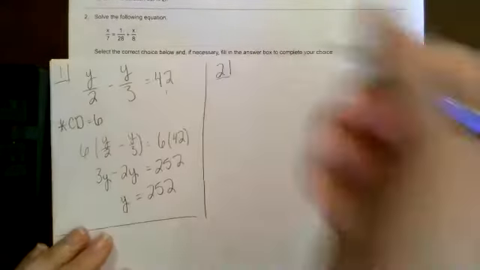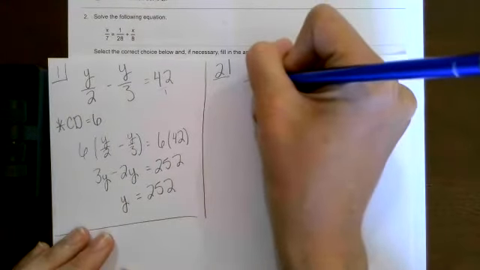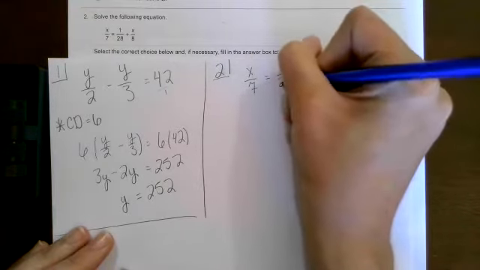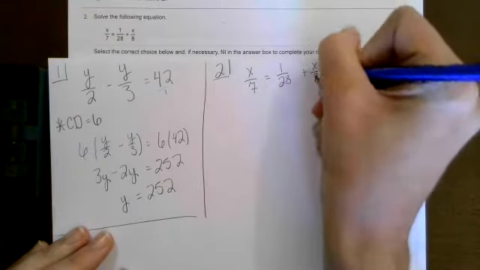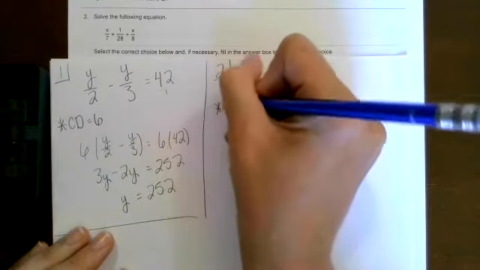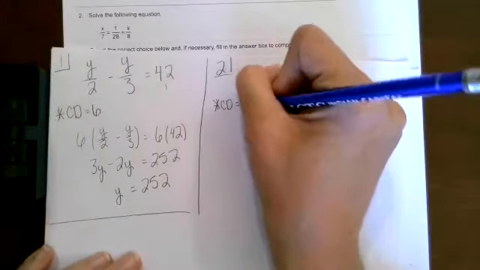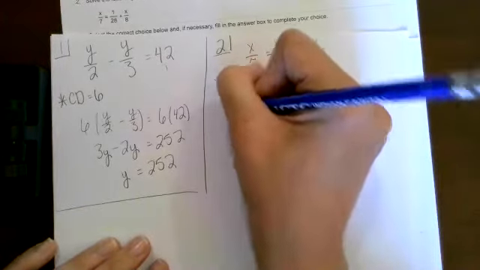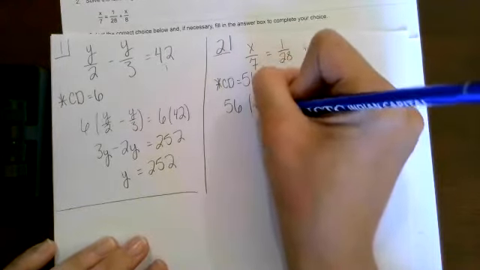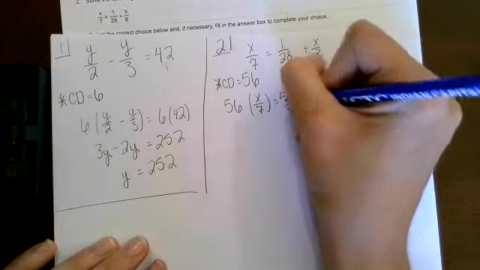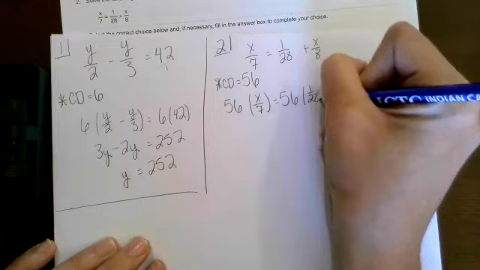Okay, let's copy down number 2. So we have x divided by 7 equals. So first thing we do is find our common denominator. So 7, 8, and 28. 7 times 8 is 56. 28 times 2 is 56. 7 goes into 28, but 8 does not go into 28. So our common denominator on this one's going to be 56. And then just like last time, we're going to multiply everything by that on both sides of the equal sign.